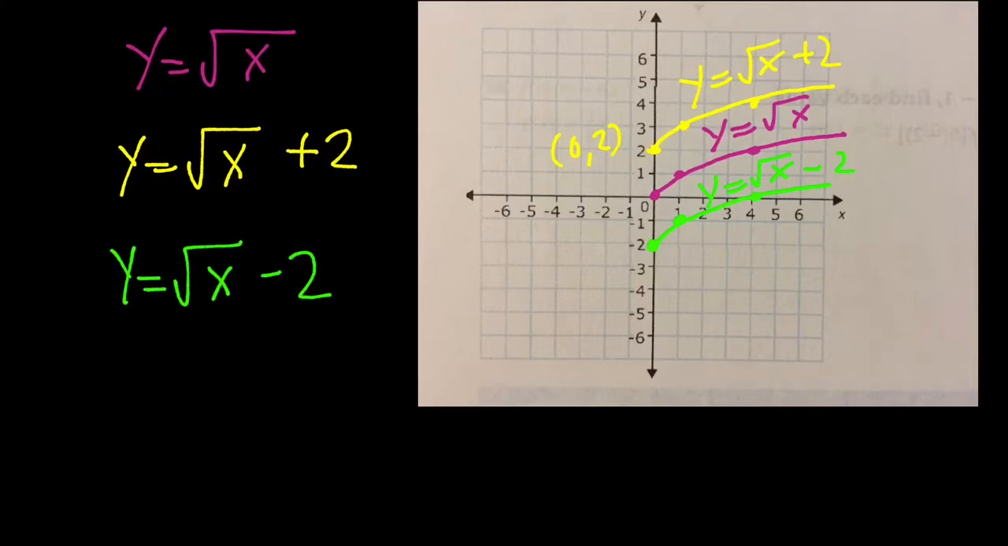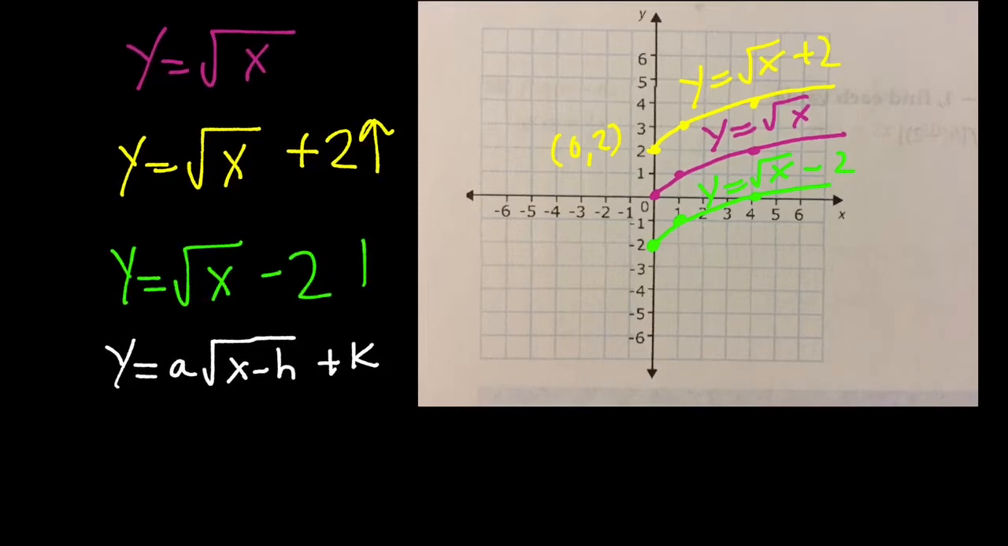Very good. So what can we say about our transformation formula? Let's put that up again. Y equals a times the square root of x minus h plus k. K shifts our graph up or down depending on the sign. Up if it's positive, down if it's negative. And then remember h shifted the graph left or right. Left if it was positive, right if it was negative. Alright, and then that just leaves us with this pesky little a to deal with. So we'll move on to that next.